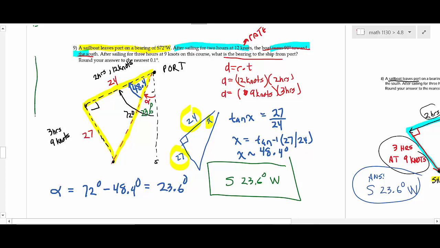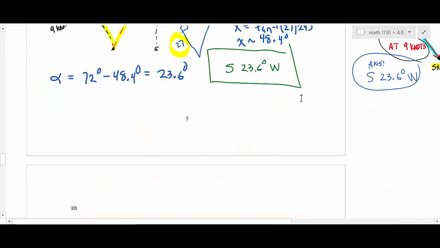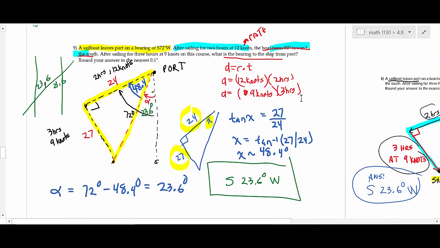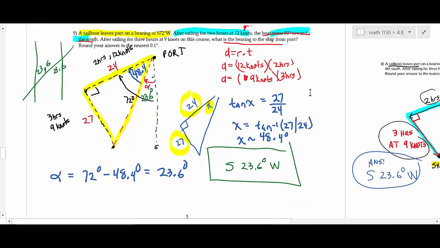I think what you're thinking is when you have parallel lines, like if this was 23.6, so is this. But they're not parallel lines, because that line right there is not parallel to that. I know that's what you're thinking, and I can see how you could think that, but it's not the same, because they're not parallel lines.